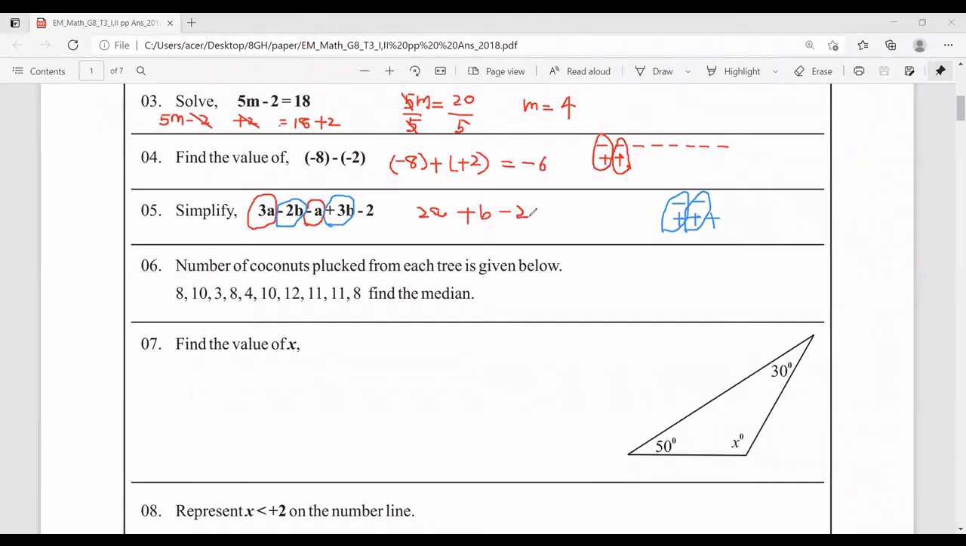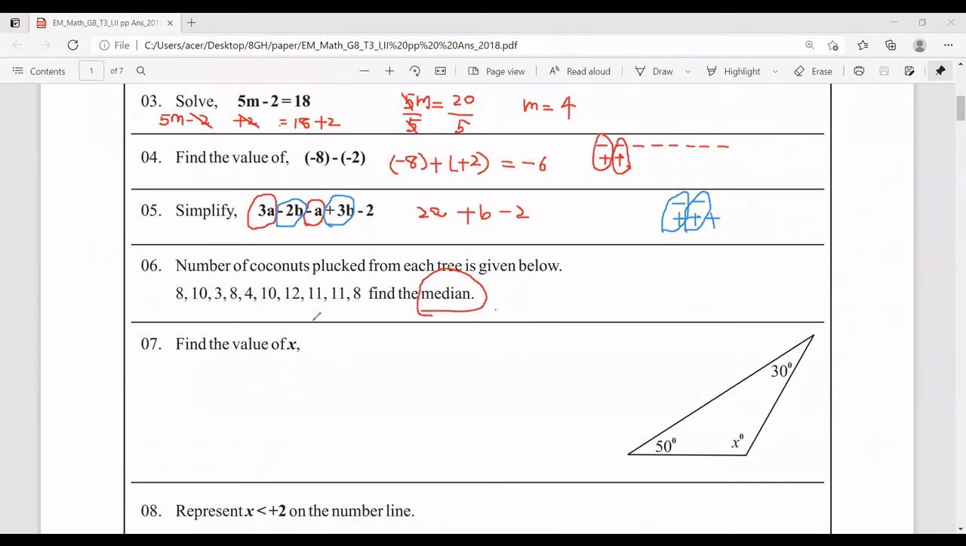Look at the sixth problem. Number of coconuts plucked from each tree is given below. Find the median. Median means middle value, but you can't find the middle value by keeping the numbers this way. You have to do something first. Before finding the middle number, what you have to do? Correct, you have to write in ascending order or descending order.